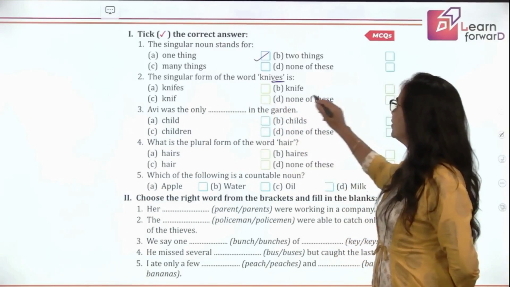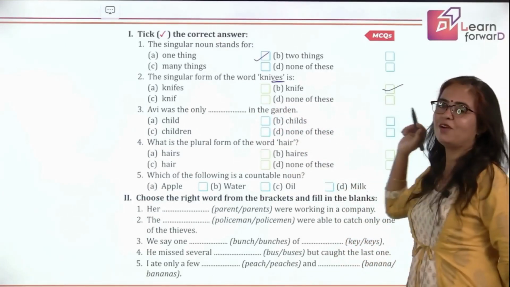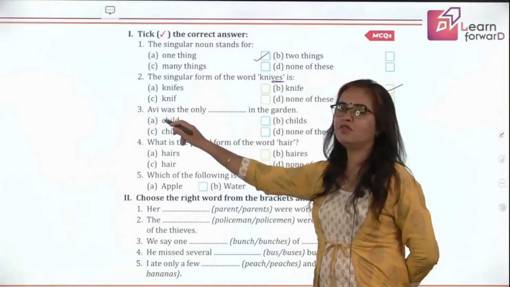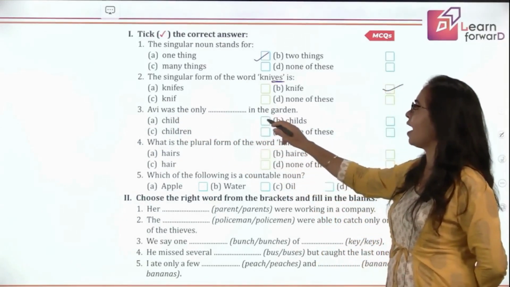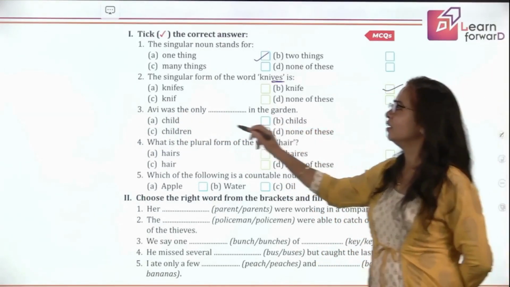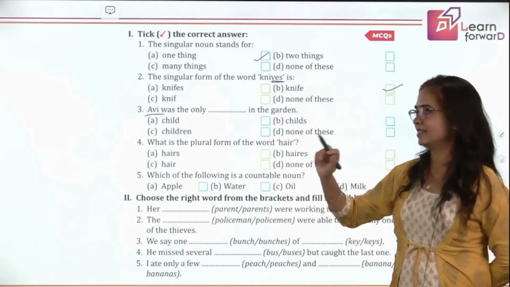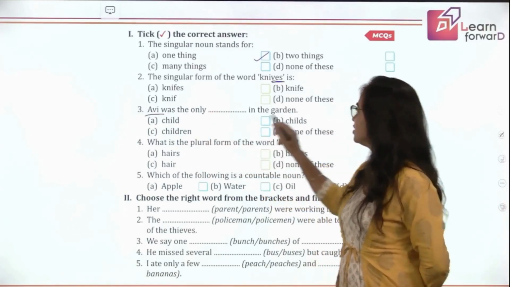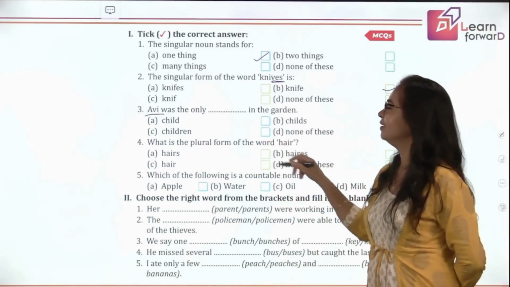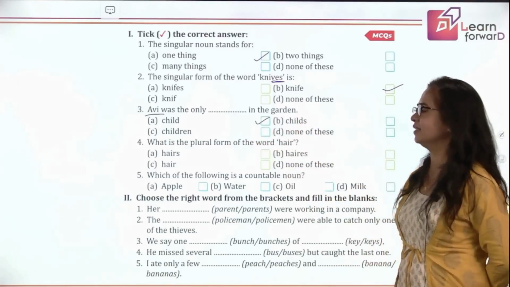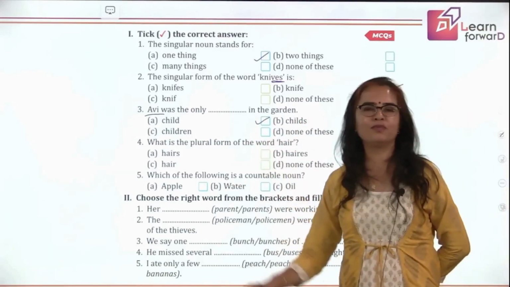Yes. So here you have the correct singular form. Avi was the only dash in the garden. Is Avi one or many? Yes, that's one. So for one, which is the singular form here? Good. So child, Avi was the only child in the garden. What's the plural form of the word?